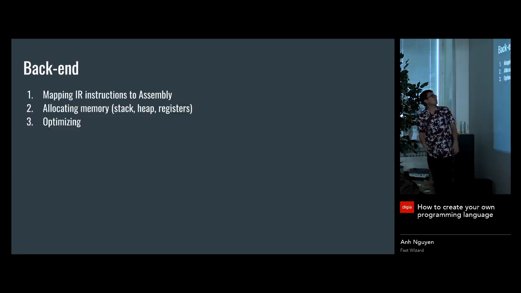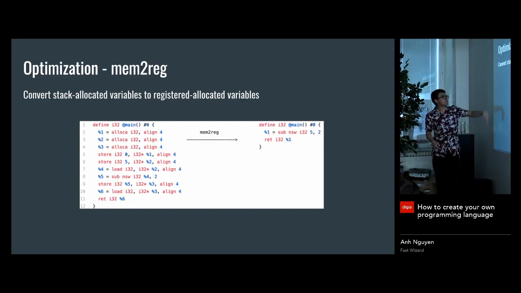So I'll talk briefly about the backend compiler. What it does is that it maps the IR instruction into assembly, and then the second part is to allocate the memory for variables in the program. And then the third responsibility is to optimize the generated code. And I'll skip every optimization here.